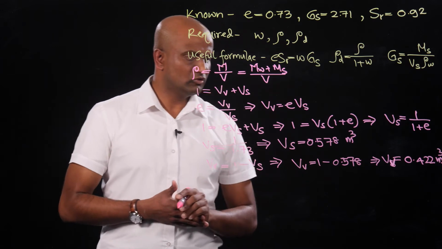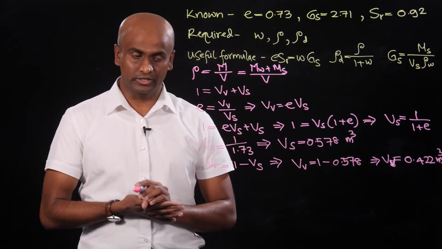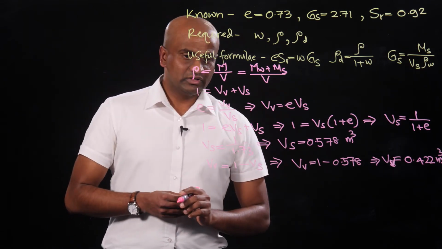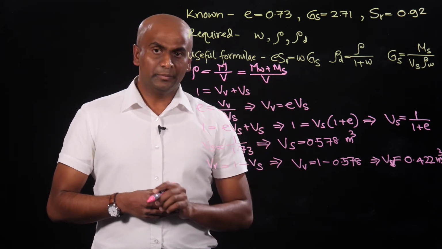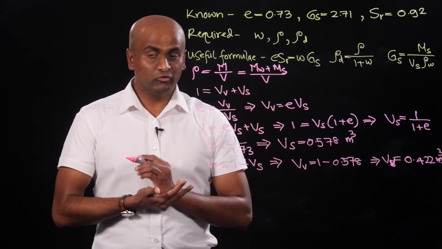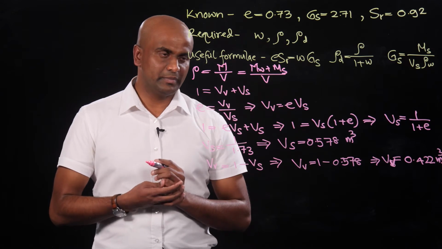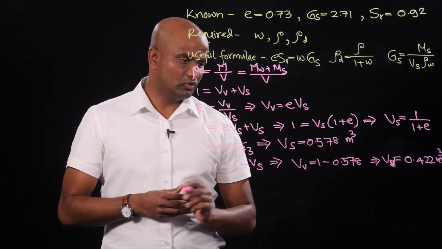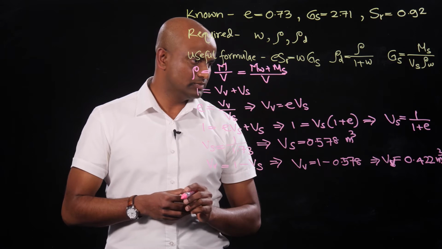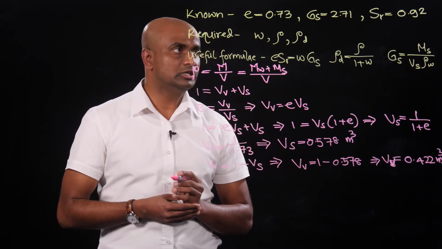So now we know the total volume of voids and total volume of solid. Now what we need to calculate is the mass of water. If we can calculate the volume of water, we can easily determine the mass of water. To find the volume of water, the total void volume is 0.422, but we know the degree of saturation.